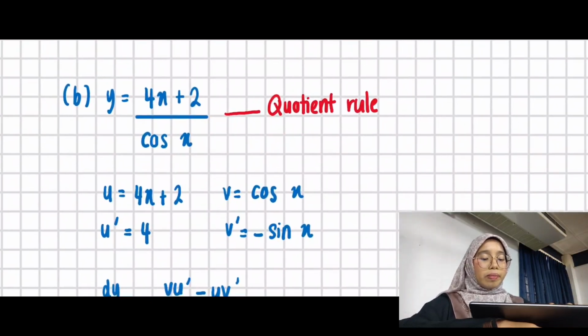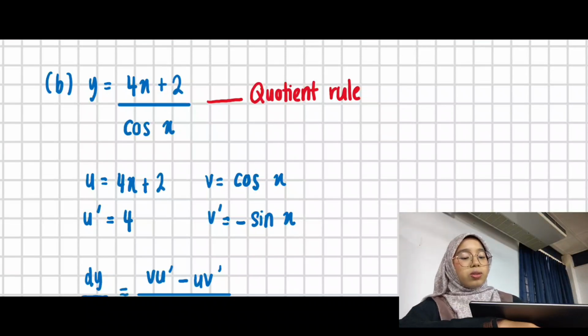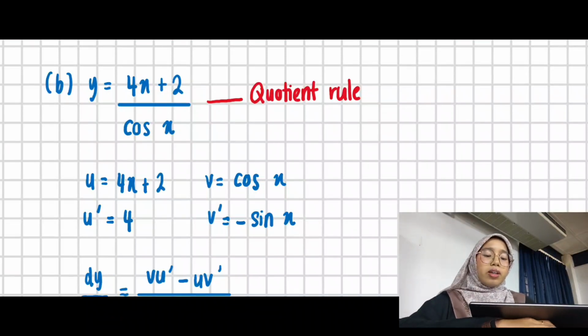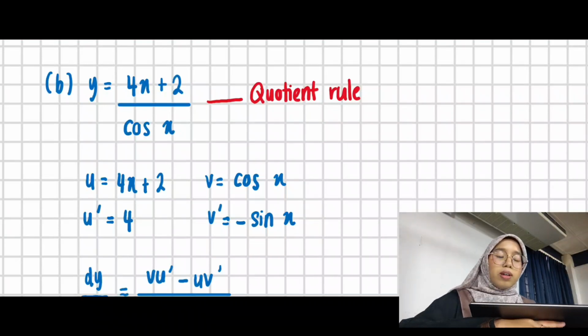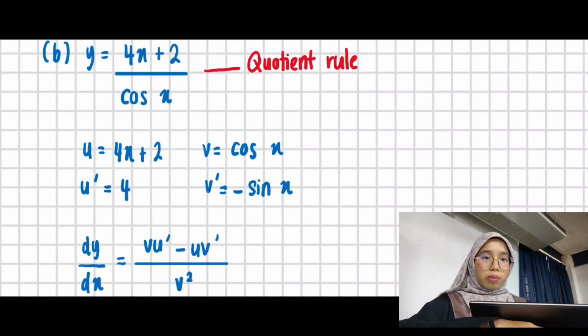For question b, the question is y equals (4x plus 2) divided by cos x. It is a quotient rule. So we apply it, and we get the values u, v, u prime and v prime. u is 4x plus 2, while v is cos x. To find u prime, we differentiate 4x plus 2, and you get 4. For v prime, the derivative of cos x is negative sin x.